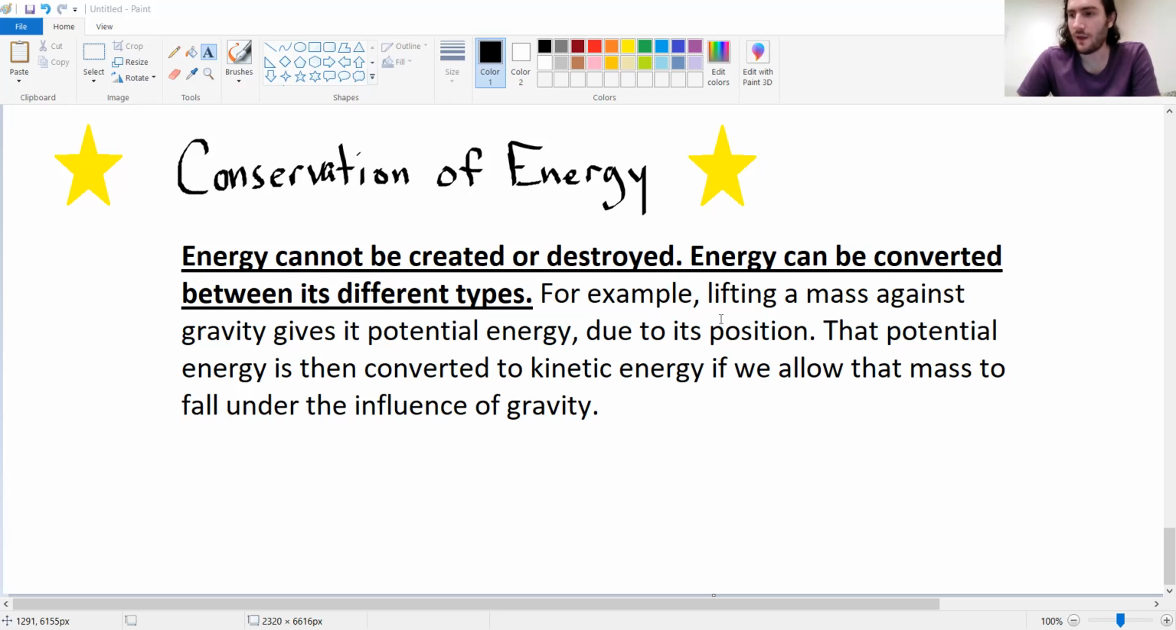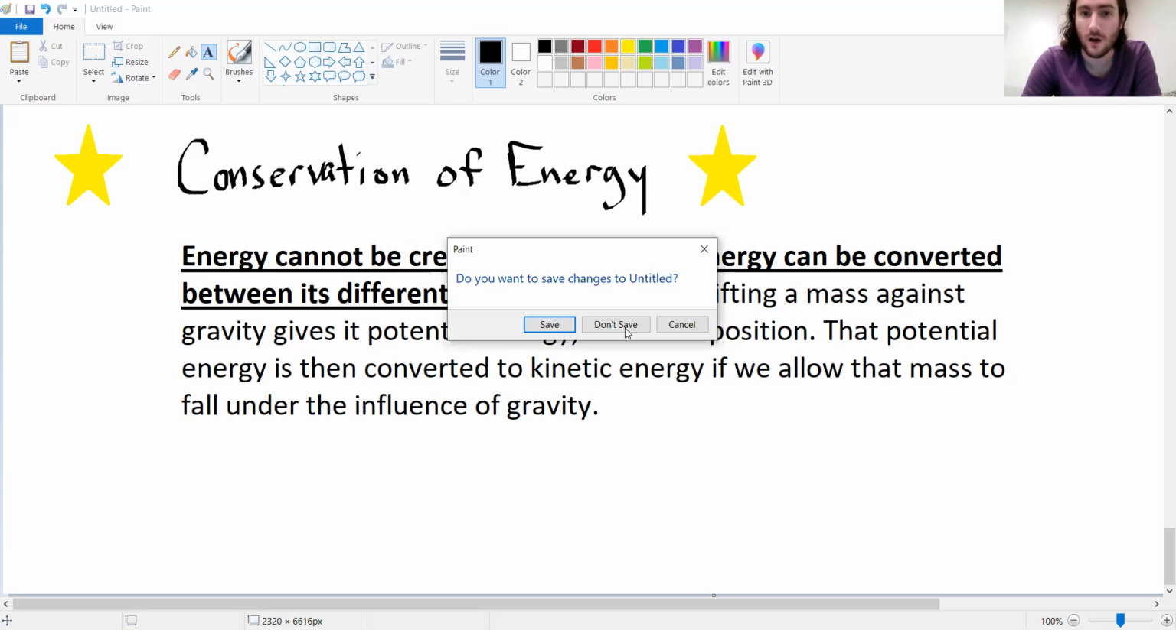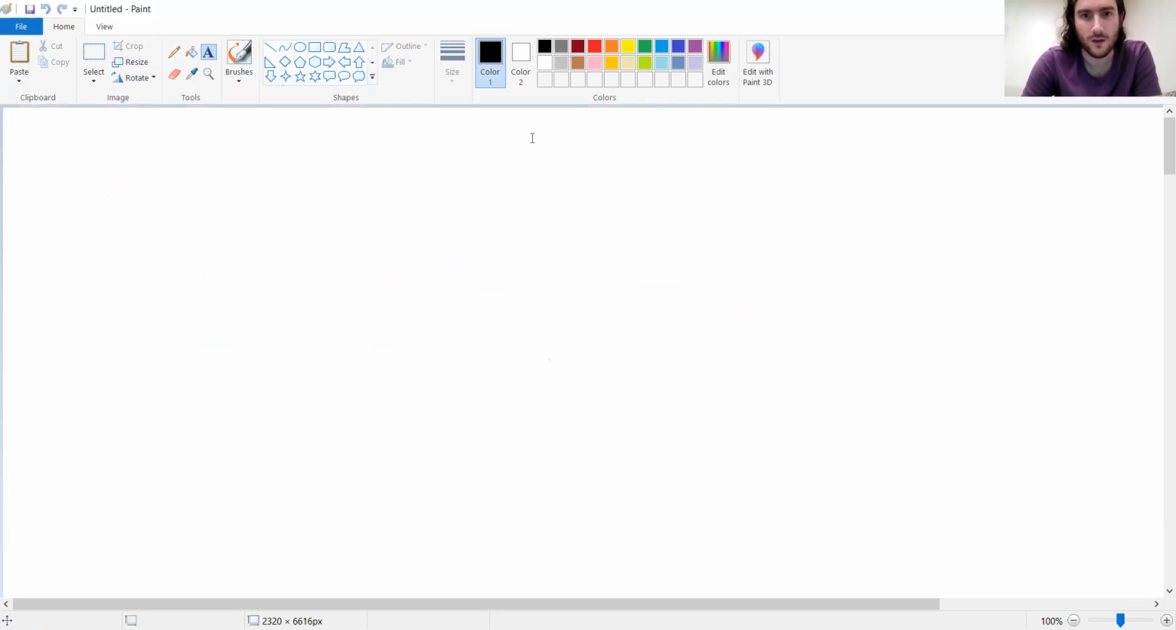The next thing I want to talk about, the next section is very brief, and that is the idea of a conservative force versus a non-conservative force.